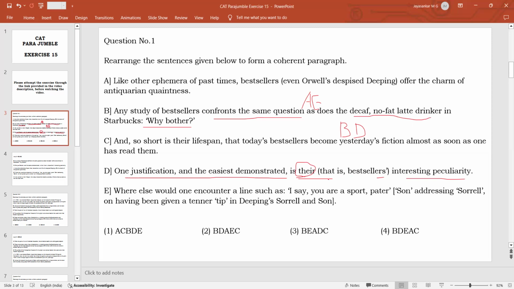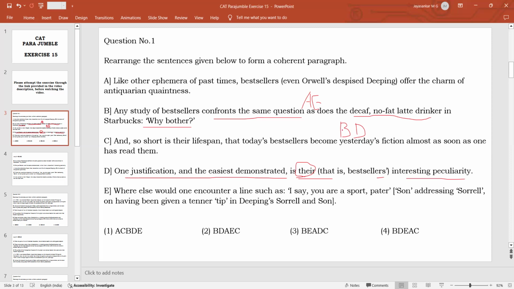So in order to specify that we are talking about bestsellers, this particular expression is given in the brackets. That is bestsellers, meaning one justification for reading bestsellers is the interesting peculiarity. So that will give you a hint that B and D are a sentence pair. B is the first sentence and D is the next sentence. So obviously this is the opening sentence. When we talk about bestsellers, what is the point in reading? Why do we bother to read bestsellers? The answer is, one justification for reading bestsellers is their peculiarity.